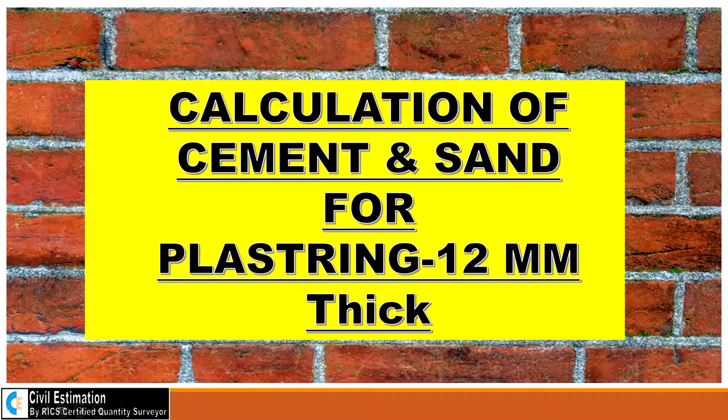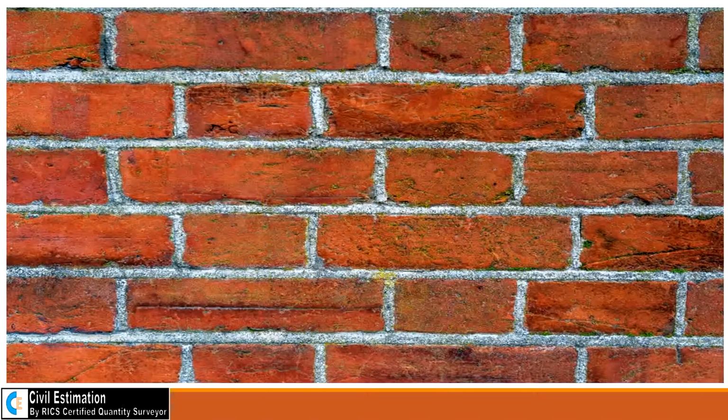Today we will discuss the calculation of cement and sand for plastering 12 mm thick. In the previous video we discussed 20 mm thick plastering for external, uneven surfaces. Today we will discuss only 12 mm thick plastering for even, internal surfaces. So normally this is the brick wall.